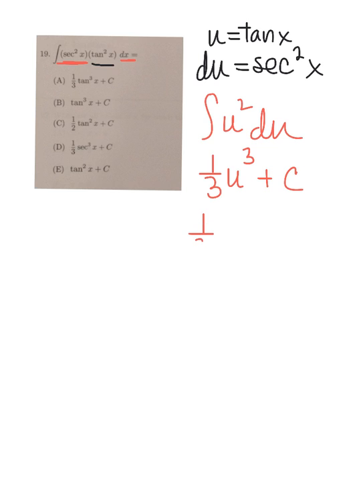Okay, so basically what I have is the integral of u squared du, which is 1/3 u cubed plus c, which is 1/3 tan cubed x plus c. Woohoo! Choice A. That was fast and easy, right? Come on.